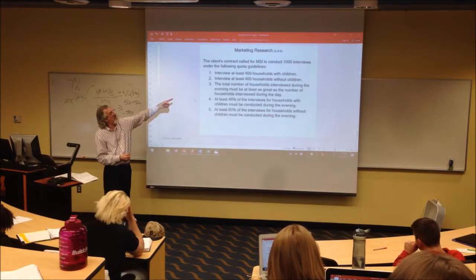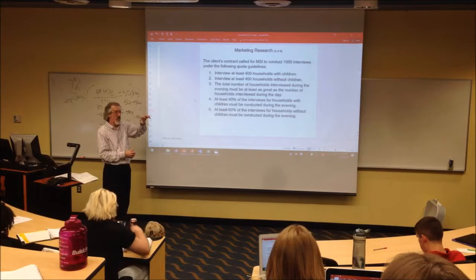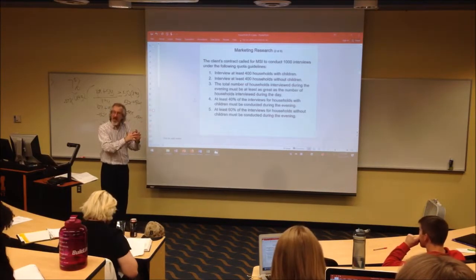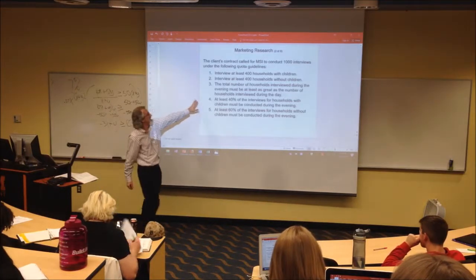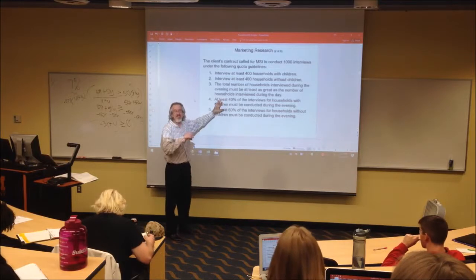When we add them together, because they represent how many we're doing, they need to be at least 400. The client said at least 400 households without children. 2 variables again, right? The households without children in the day and in the evening, added together, greater than or equal to 400.